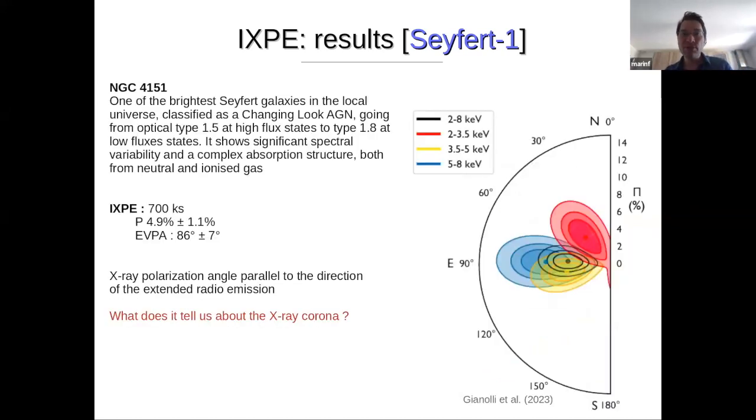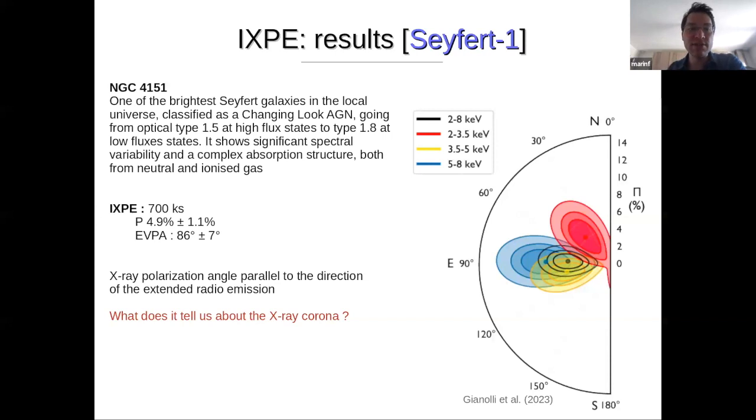But we continued our quest and we looked at another very, very bright Seyfert 1, NGC 4151, among the brightest Seyfert galaxies in the local universe, which has an optical type which is between 1.5 and 1.8. This is called a changing-look AGN. And in this case, we see the broad line. So it tells us that the system is less inclined with respect to the observer, but we tried. We just wanted to spend 700 kiloseconds on this. And we were very, very optimistic, but still, we wanted to check.